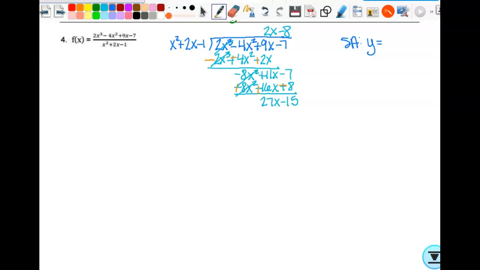So I know my slant asymptote has to be the equation of a line, right? Is it y equals 27x minus 15? No, because that's my remainder, and I ignore it. It is just y equals 2x minus 8.